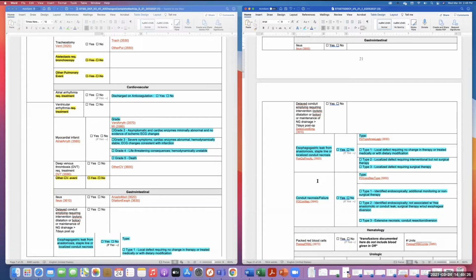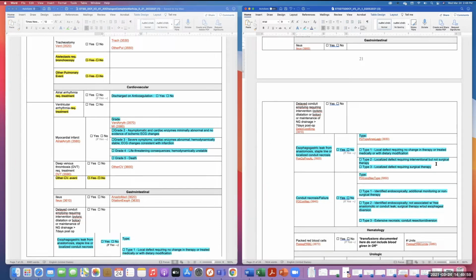We wanted delayed conduit emptying requiring an intervention, either dilating the pylorus or injecting Botox, or maintenance of an NG drain more than 7 days post-op. Those are events where we would expect you to say yes if there was some sort of delayed emptying. And then whether or not there was an esophagogastric leak from the anastomosis, staple line, or localized conduit necrosis, yes or no.